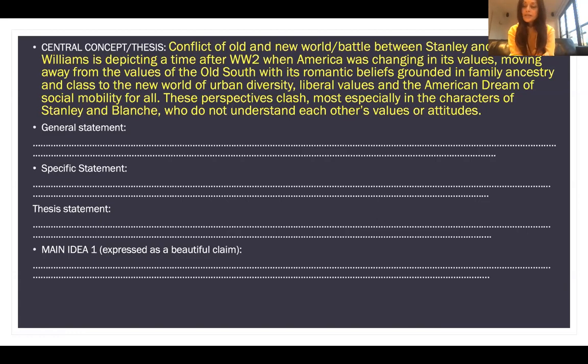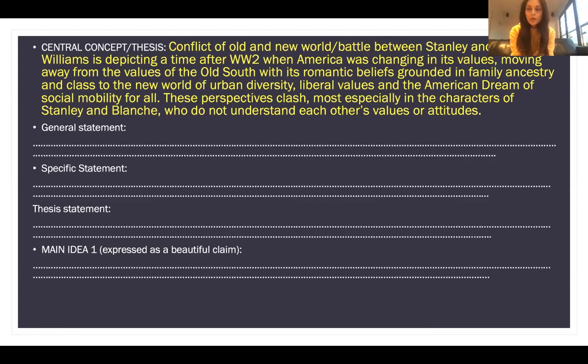Then when it comes for me to think about a thesis, of course, is the main theme of the composition, what my academic essay is going to explore. And I'm thinking that you could have maybe got something like this down. So something you could have written is, Williams is depicting a time after World War II when America was changing in its values, away from the values of the Old South with its romantic beliefs grounded in family ancestry and class, to the new world of urban diversity and liberal values and the American dream of social mobility for all.